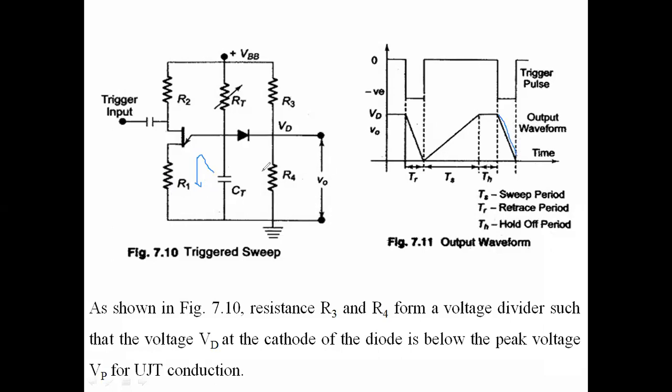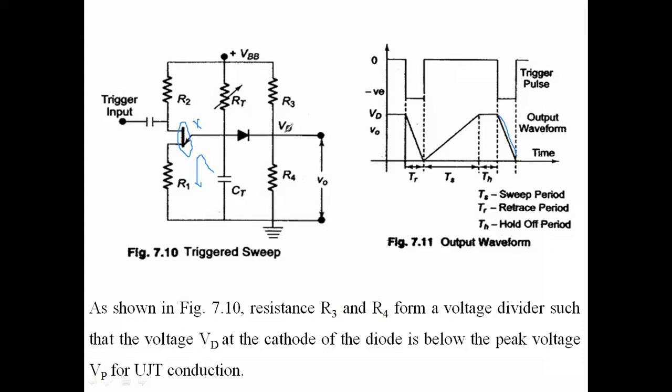Okay, so next, after reaching a certain minimum value, this UJT becomes off. In the off condition, the capacitor does not discharge further. Again, what happens? The capacitor will be charged again through RT.